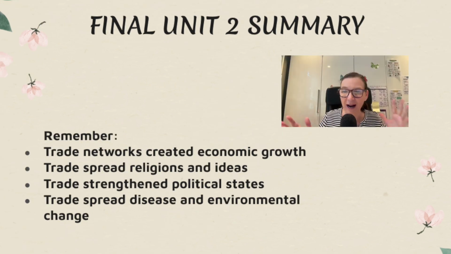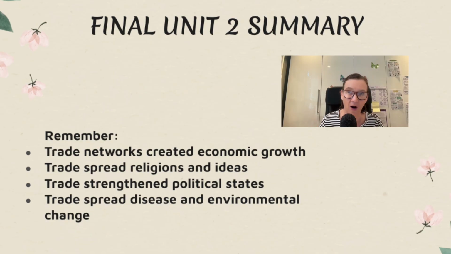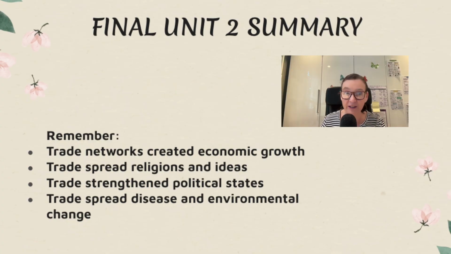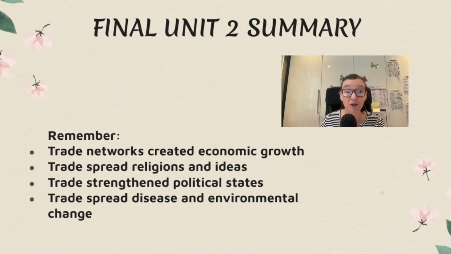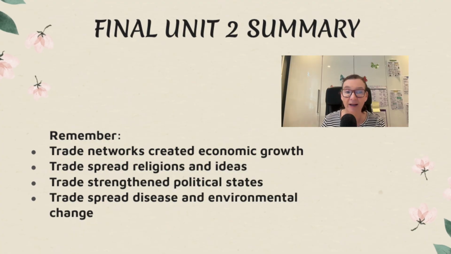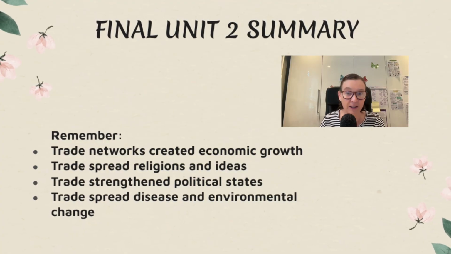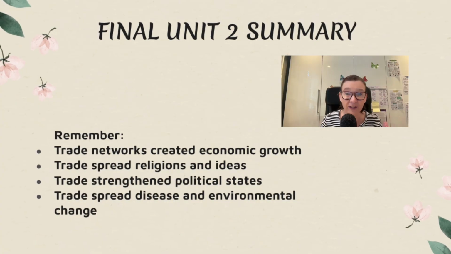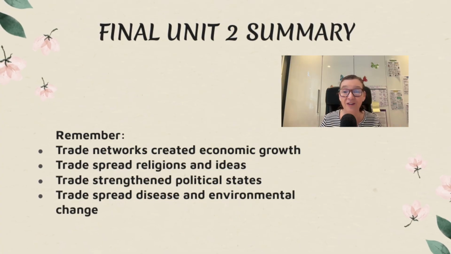Okay, so let's just wrap all of this up. The main ideas you need to remember for Unit 2 are: trade networks created economic growth. Trade spread religions and ideas. Trade strengthened political states. Trade spread disease and environmental change. If you can remember these and provide a couple of examples for each one of those, you're good to go for Unit 2.